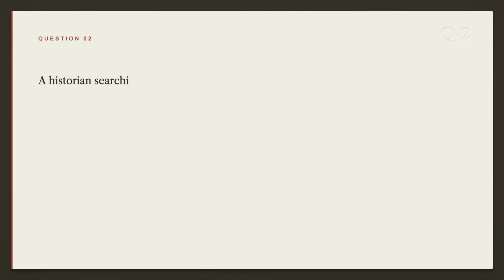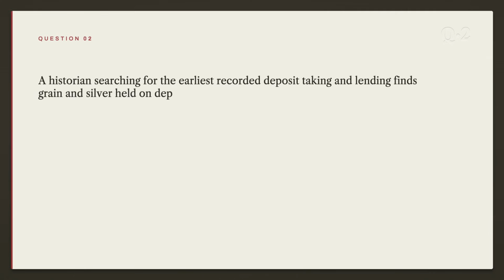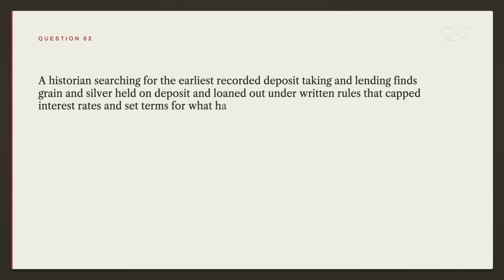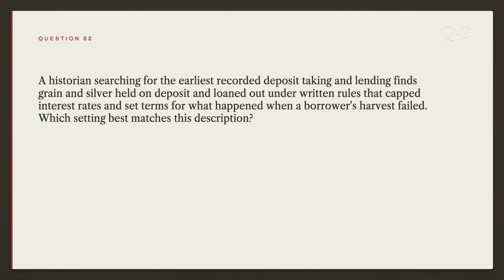Question 2. A historian searching for the earliest recorded deposit, taking and lending finds grain and silver held on deposit and loaned out under written rules that capped interest rates and set terms for what happened when a borrower's harvest failed. Which setting best matches this description?